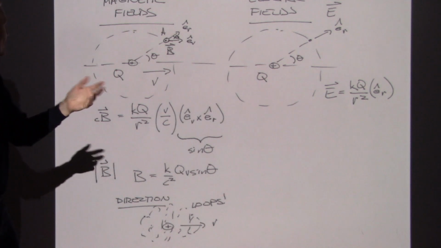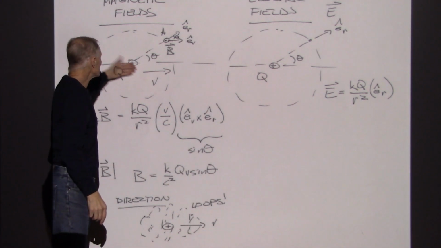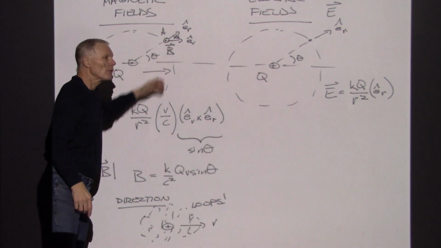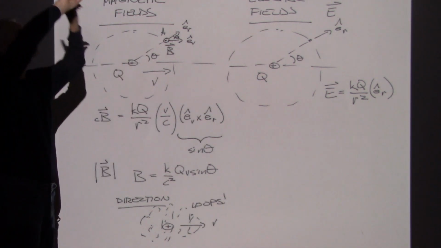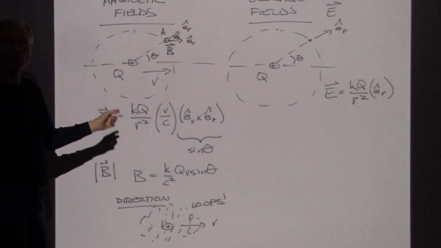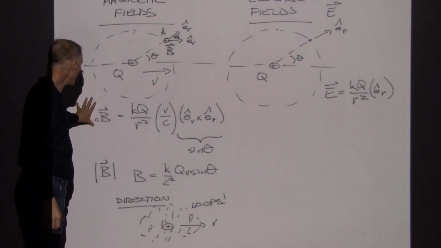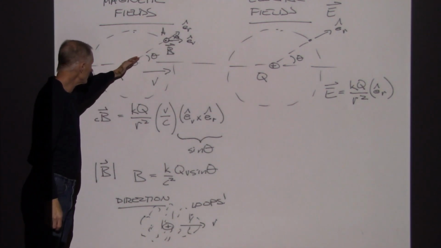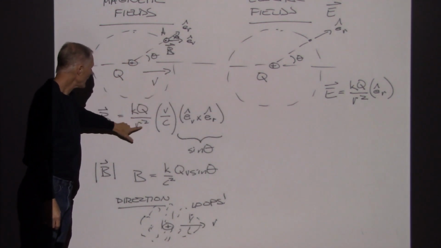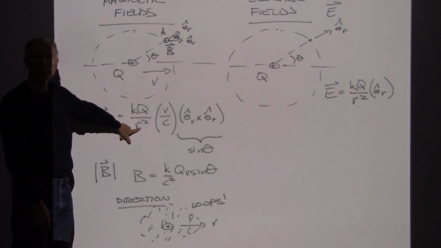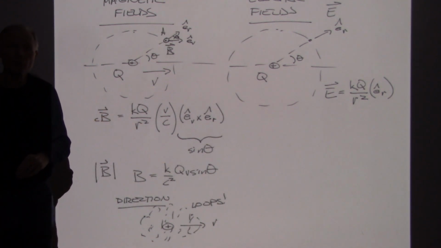So if I say, here's the velocity of that charge right there, then there's a bunch of loops surrounding that charge at all locations. And what this formula is telling us is as we move away from the charge, how much does the magnetic field drop off? Well, it drops off like 1 over r squared.